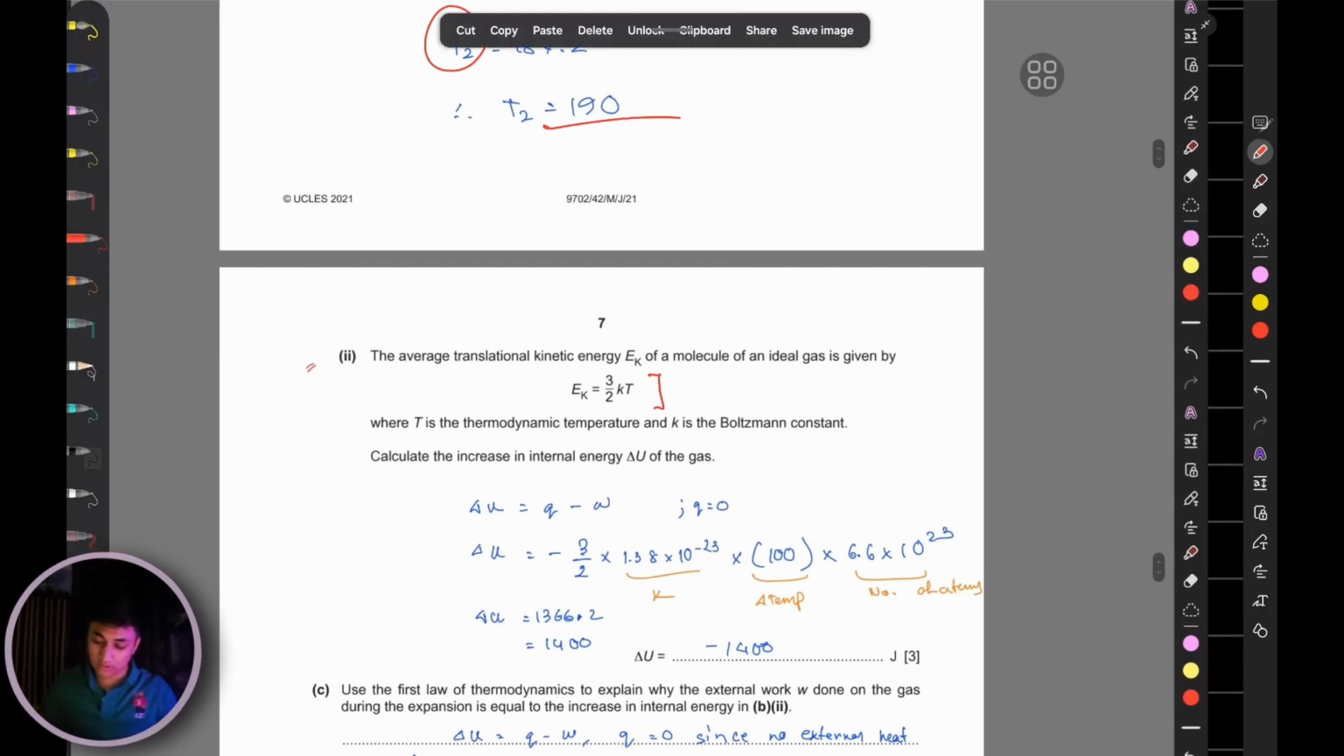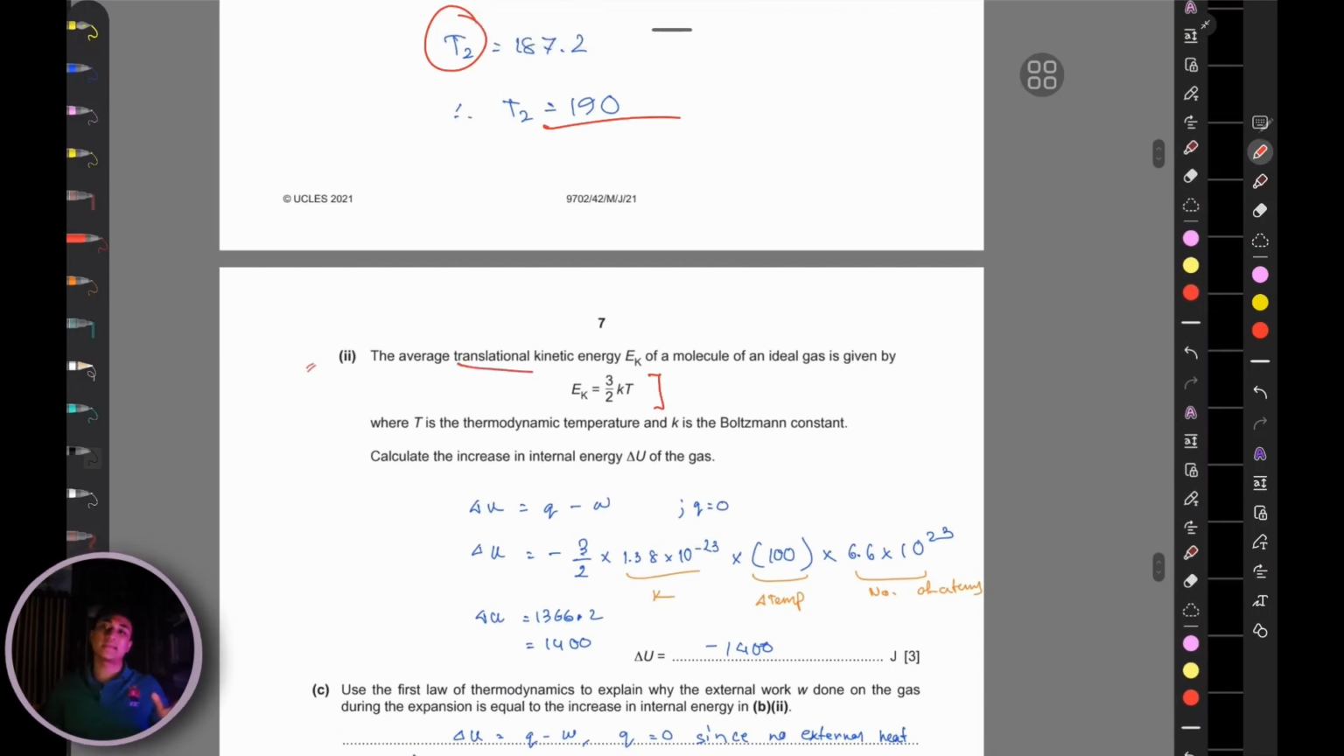Now, don't get confused by translational kinetic energy. There are two types of kinetic energy as far as I remember, rotational and translational. Translational is when you move from one place to another. Rotational is when you rotate about one axis. So you might have read this in the book. But in the case of rotational kinetic energy, they are usually diatomic molecules, so they rotate about an axis.